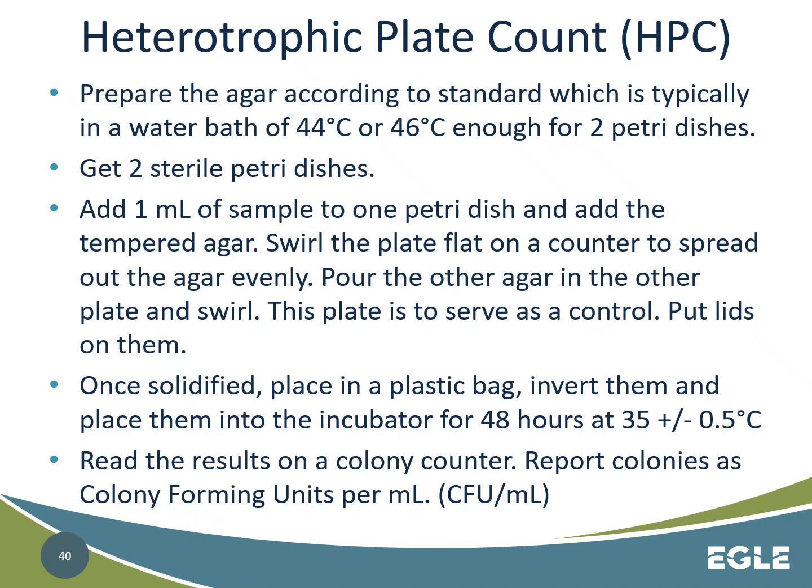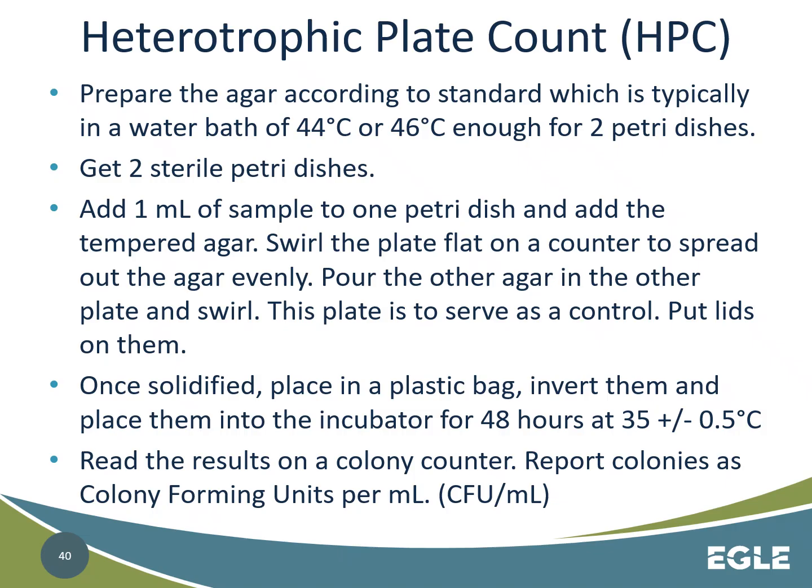So you can buy pre-made agar where all you have to do is melt it in a hot water bath. Typically, the hot water bath is anywhere between 44 and 46 degrees Celsius. And you're going to need enough for 2 Petri dishes. So typically, it'll be 2 test tubes of this. Some water systems and labs are big enough that they do this enough where they make their own media, which is even cheaper. But a lot of them choose to buy pre-made media that needs to be melted and prepared. You're going to get 2 sterile Petri dishes.